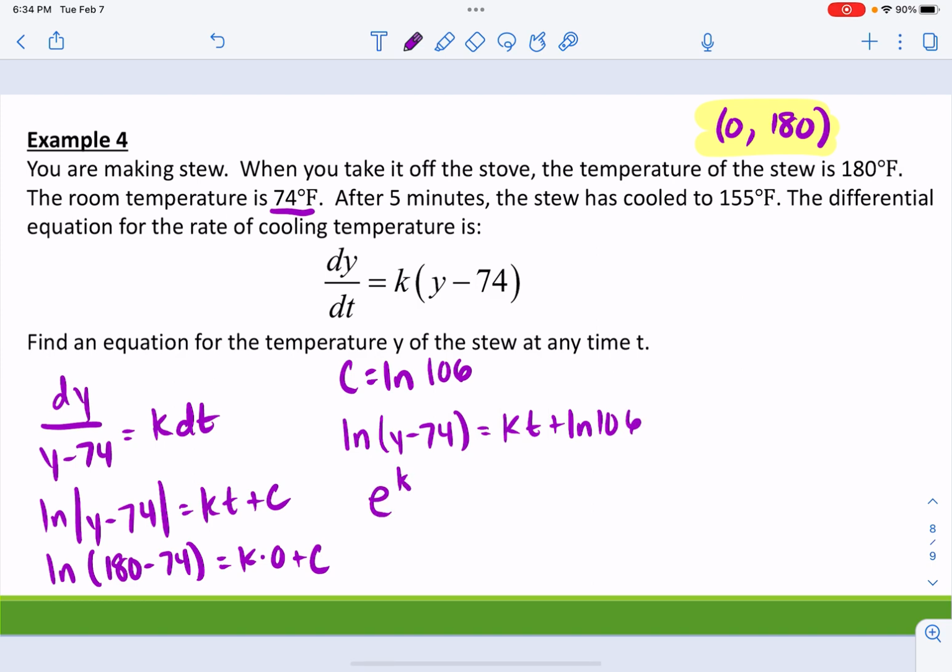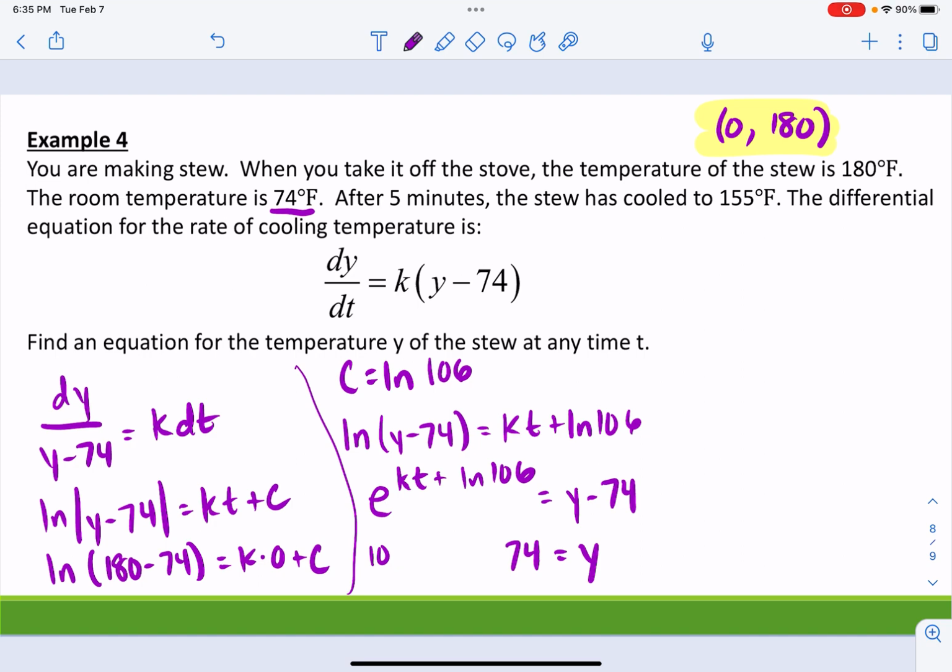So e to the kt plus ln of 106 is equal to y minus 74. Okay, I'm going to add that 74 over. Remember, e to the ln of something is just that something, 106, e to the kt plus 74. So again, what I did there is I separated that out into e to the ln of 106, which equals 106.